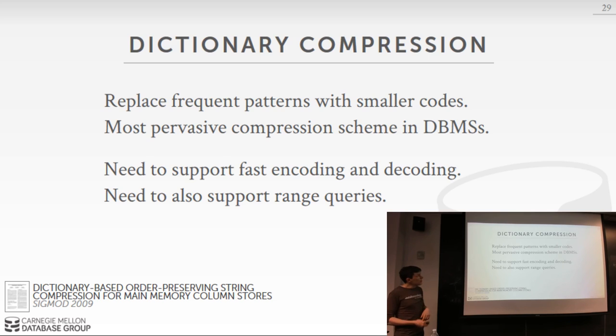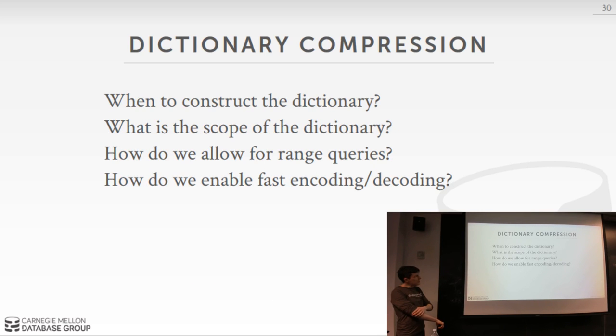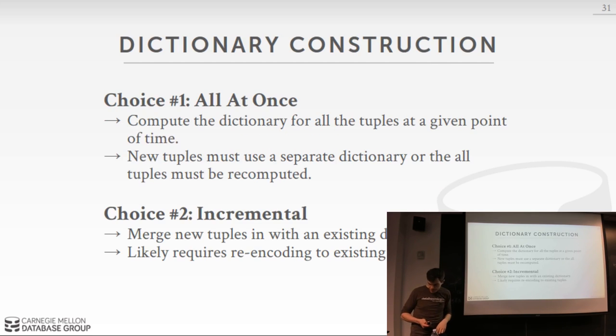So the other two design decisions we're going to deal with are when we should actually construct the dictionary for our data, and what the scope of that dictionary should be. We'll talk about those two, and then finish up. There are essentially two choices for when to build your dictionary. The first is to do it all at once. Someone invokes a command, and then you scan everything and build a dictionary for all the tuples at that given point in time.